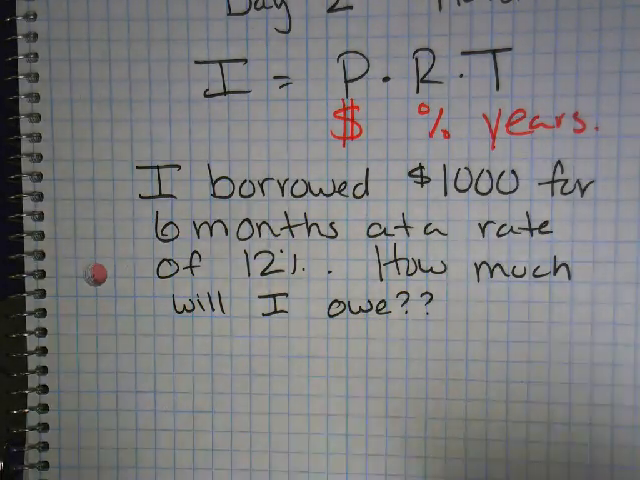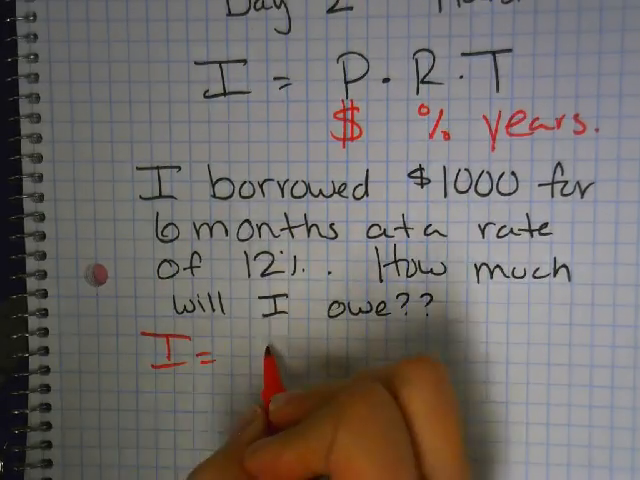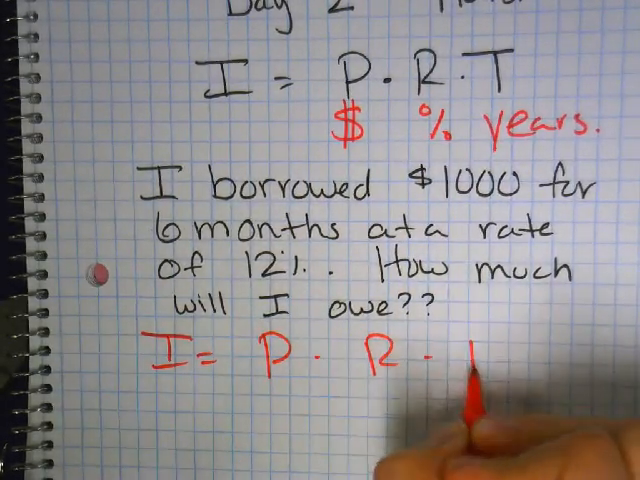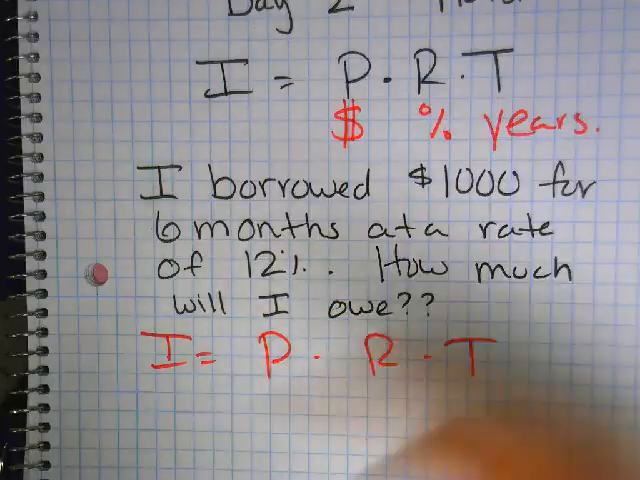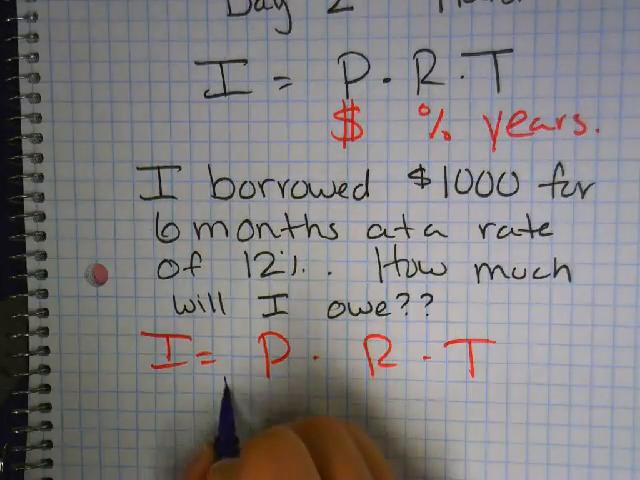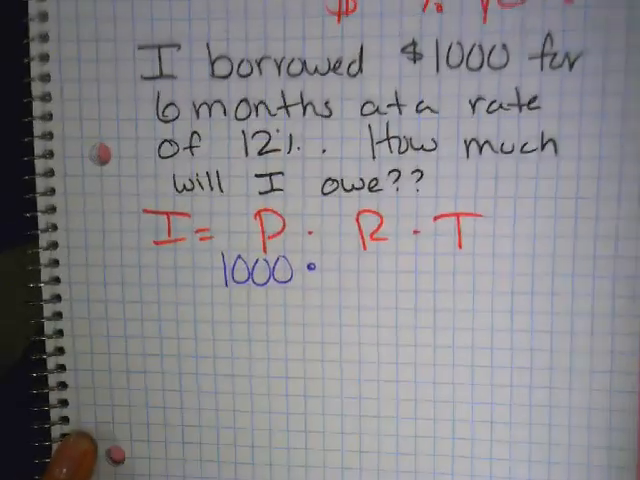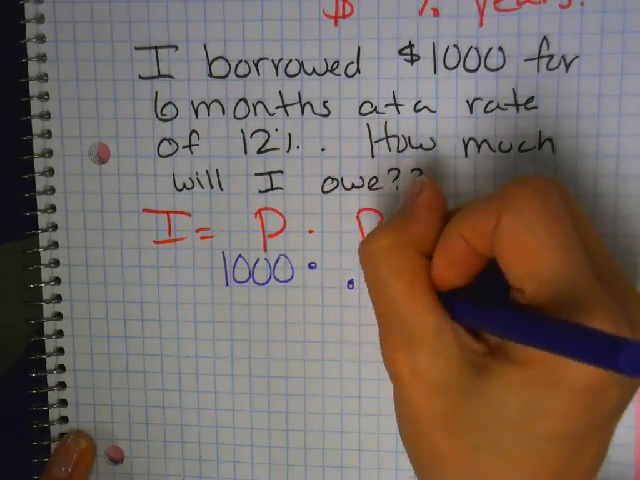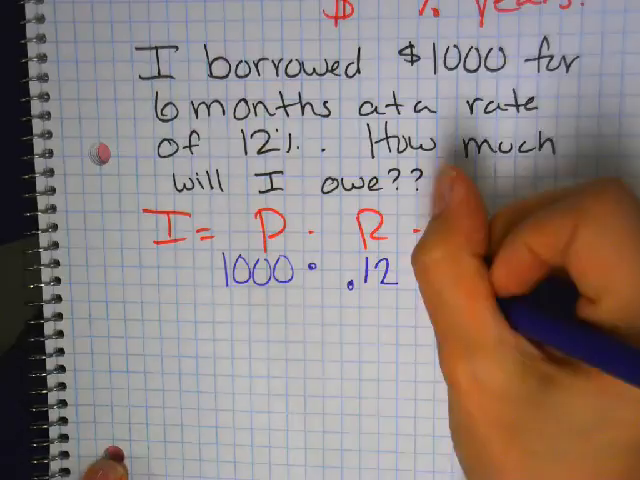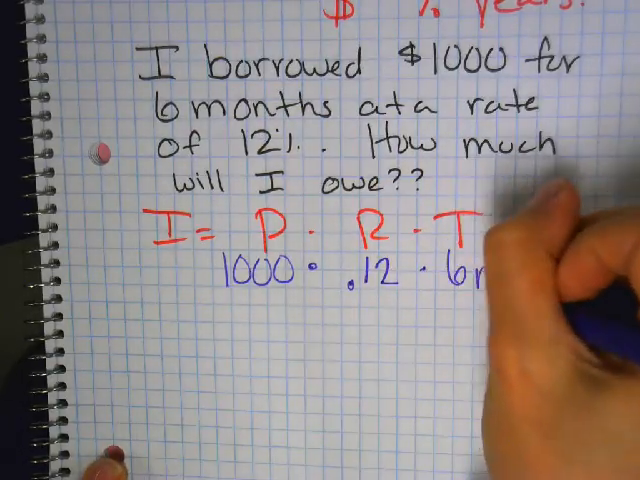So, well, we'll talk about this. Okay, so interest is equal to PRT. How much money? 1,000. Okay, write that down. 1,000 times, what's my rate? I love that. 0.12. Love how you guys already turned it into a decimal. Now, 6 months.